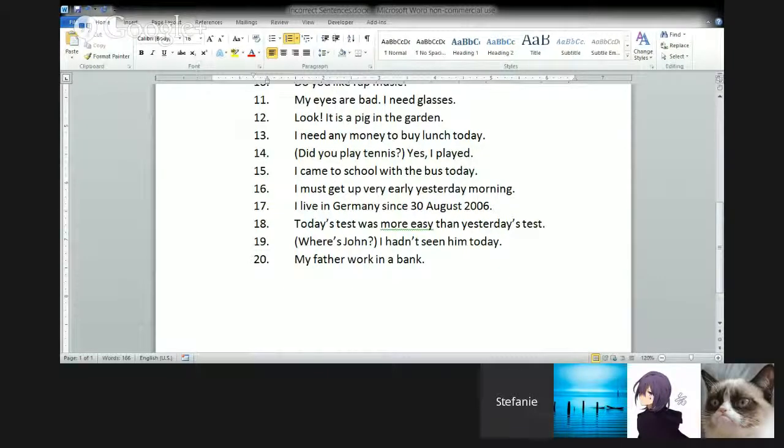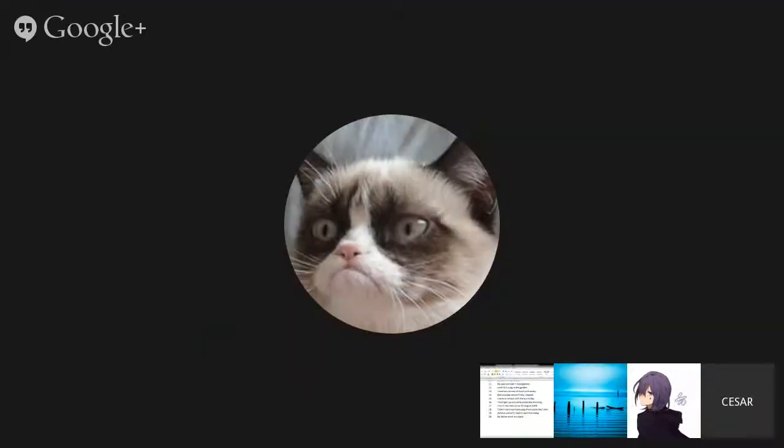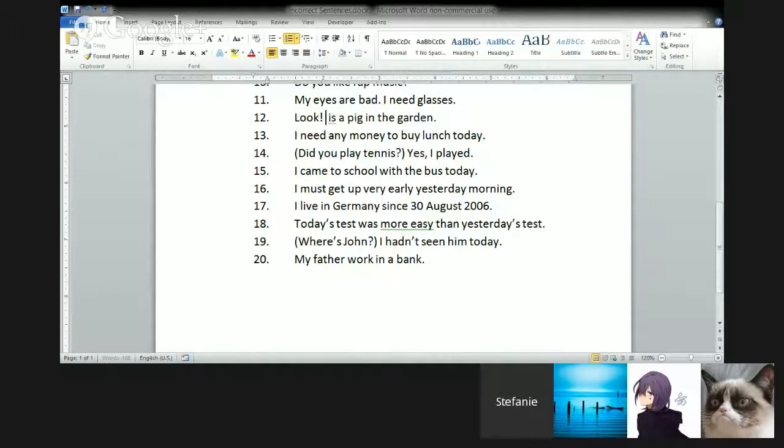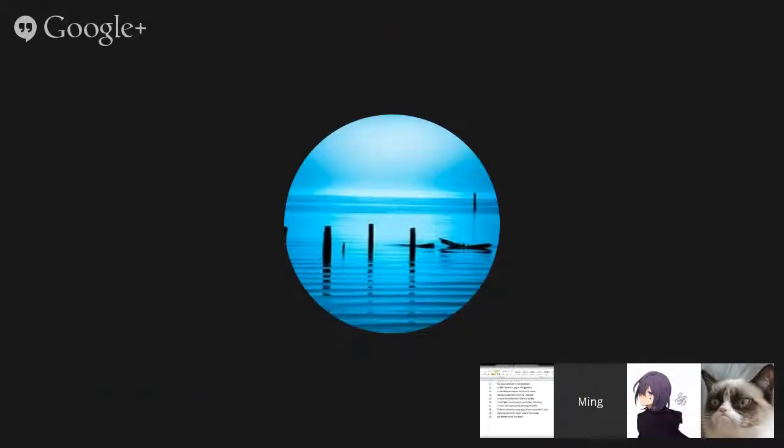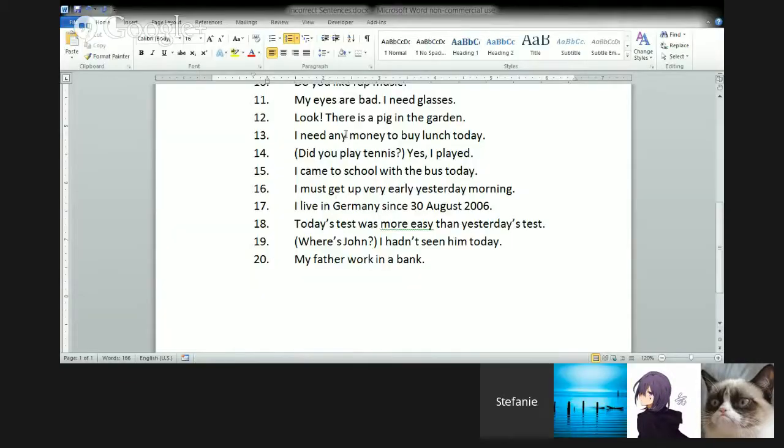Okay, look, it is a pig in the garden. Caesar, what's wrong with this? There is a pig in the garden. Yes, okay. Good. Ming, I need any money to buy lunch today. I need more money to buy lunch today. Okay, yes, more money, but the word we were going for here was some. Some and any. A lot of times people get those two confused. I need some money to buy lunch today.